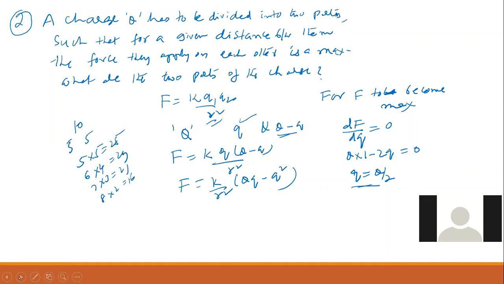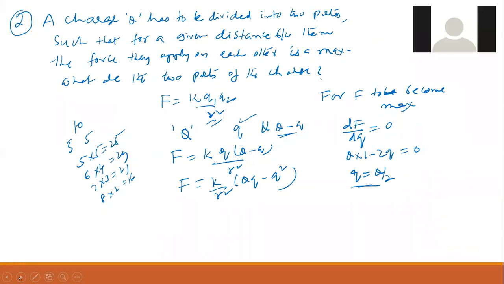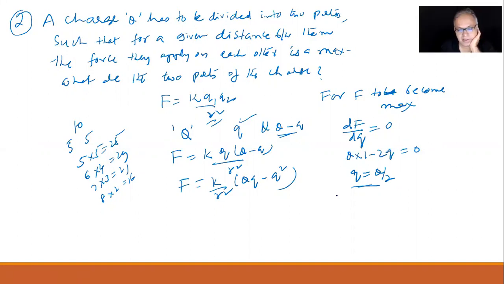Here they ask what the two parts of the charge are, sir. We can take it as q by 2 and q by 2, sir. That's all, isn't it so? It's obvious, right? So the two parts are q by 1, q by 2. But q is variable. Whatever we want, we can take. The small q is variable, right? So we don't know how much that q should be.